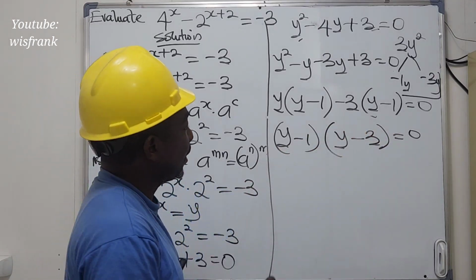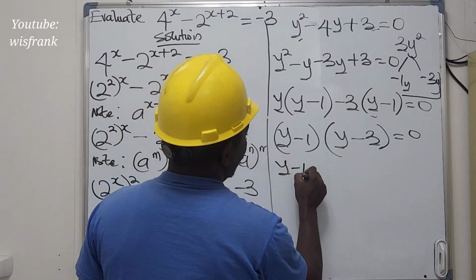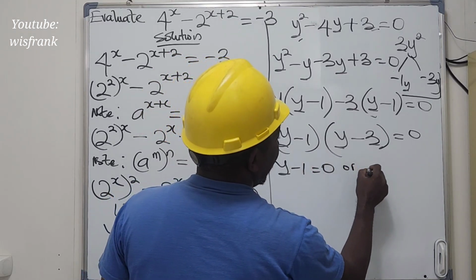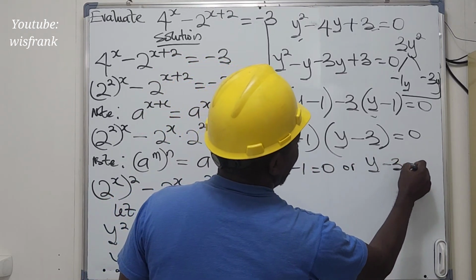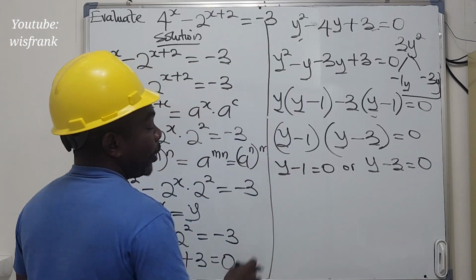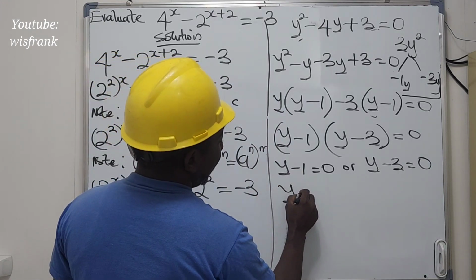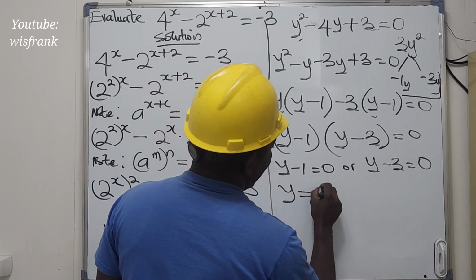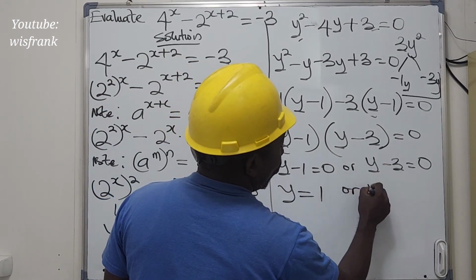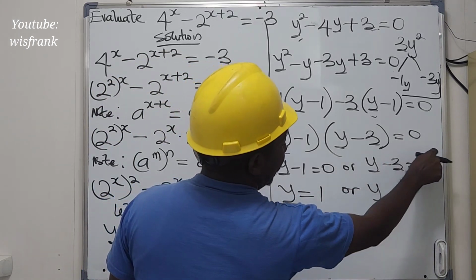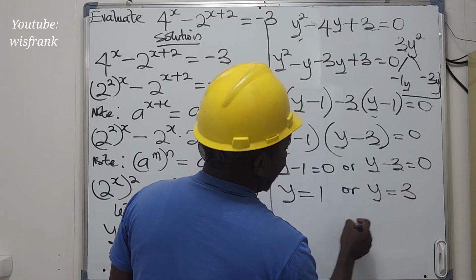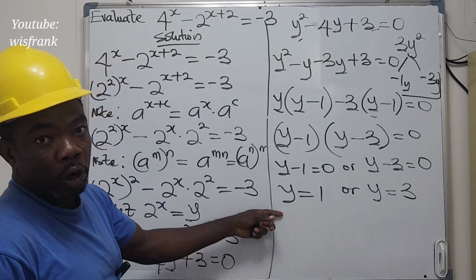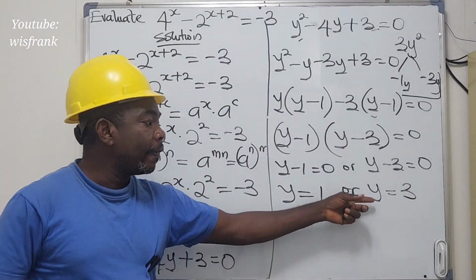So the two parentheses, it is either the first one equals to 0 or the second one equals to 0. Setting that, we have y minus 1 equals to 0, or we have y minus 3 equals to 0. So the first one will be y, when transposing minus 1 to this other side, it will become 1. And also we have y, transposing minus 3 to this other side, it becomes 3. So it is y equals to 1 or y equals to 3.